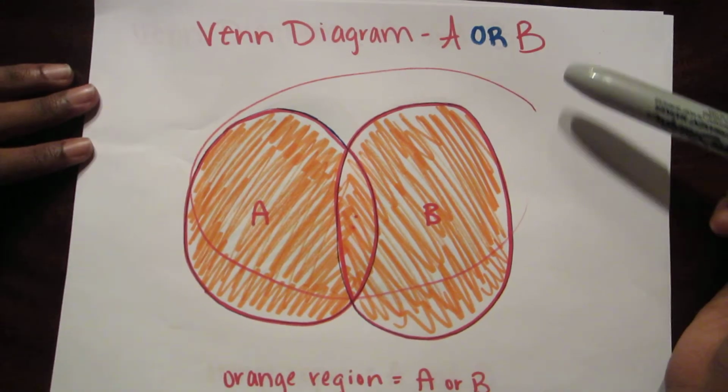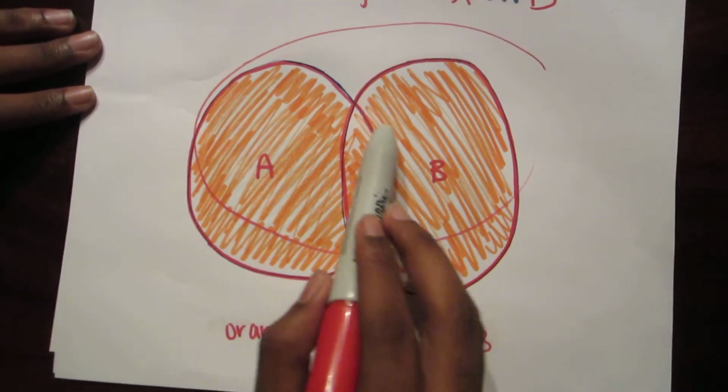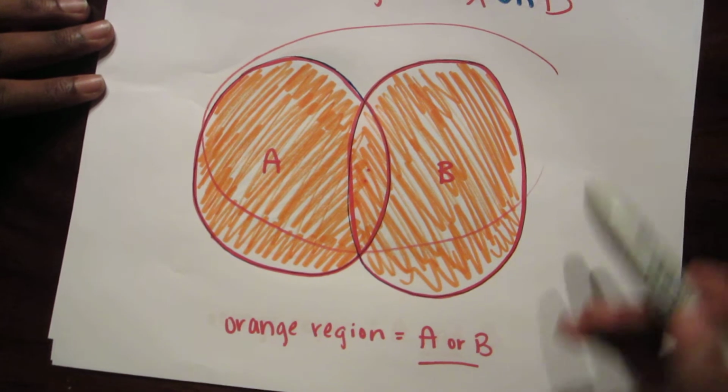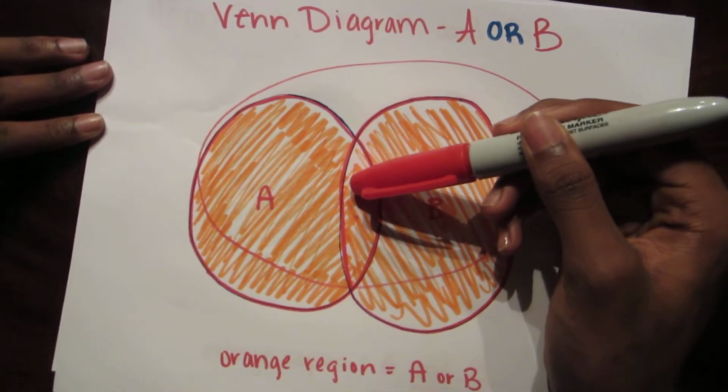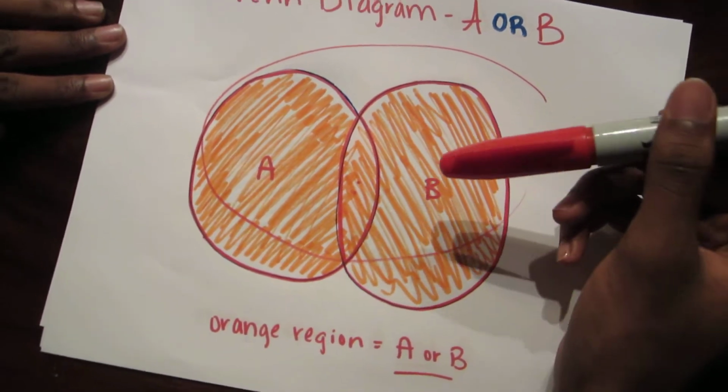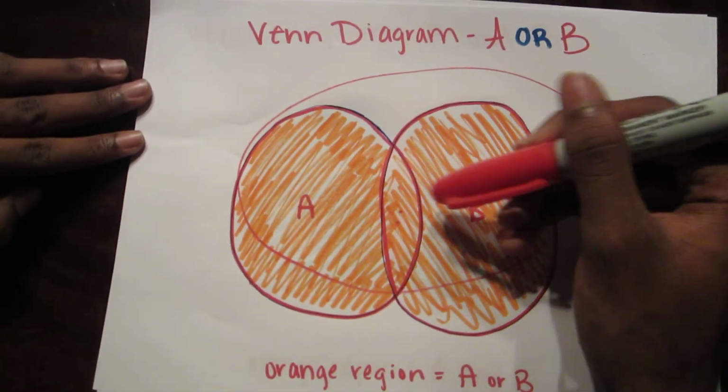Venn diagram A or B. Notice how all parts of the circle are shaded. Even this part right here, which represents A and B, is shaded because it's part of A and it's also part of B.